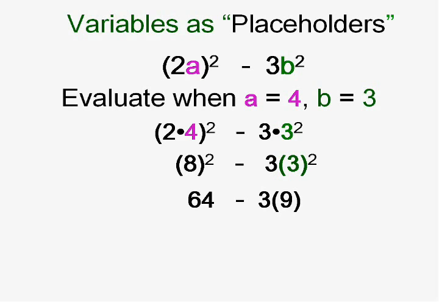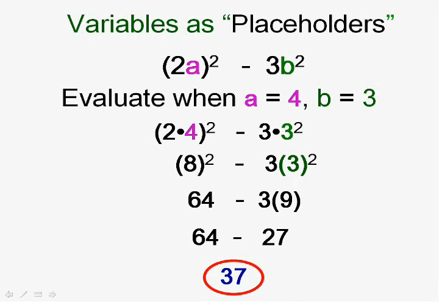Now, don't subtract 64 minus 3. You have to do your multiplication next. 3 times 9. Get 27. And now, and only now, do we do our addition and subtraction. Of course, we only have subtraction. And that's your answer. 37. There you go.